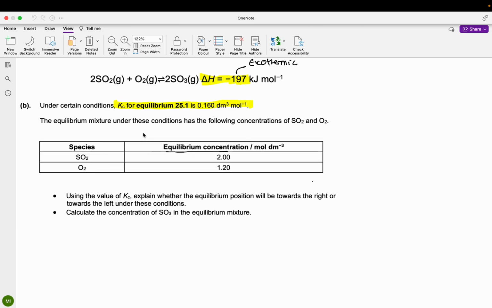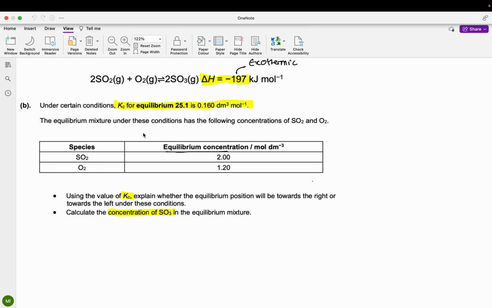Okay, the question says, using your value of Kc, explain whether the equilibrium position will be towards the right or towards the left under these conditions, and calculate the concentration of SO3 in the equilibrium mixture. Okay, forget about part A. I'm just going to focus on part B first, calculating the concentration of SO3. So, again, how do we start off the question? Write out an expression first.